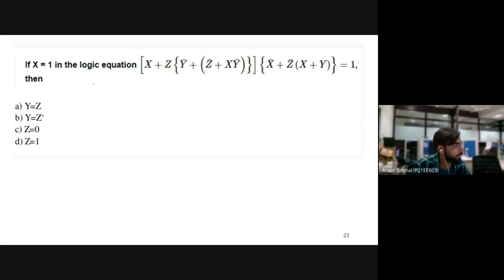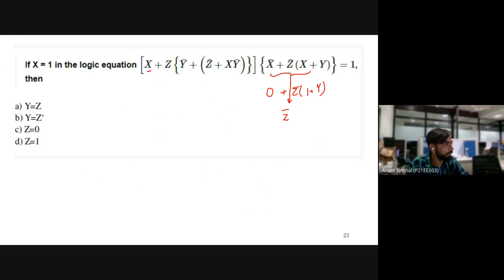So here it is given that x is 1. So what will be the value of y or z, whatever they have given. So I'll try to solve this by bracket first. So here it is given as x bar. So this will be 0 plus z bar and 1 plus y. 1 plus anything will be 1. So this bracket will get reduced to z bar. I hope this is clear. I'm doing it a bit faster.